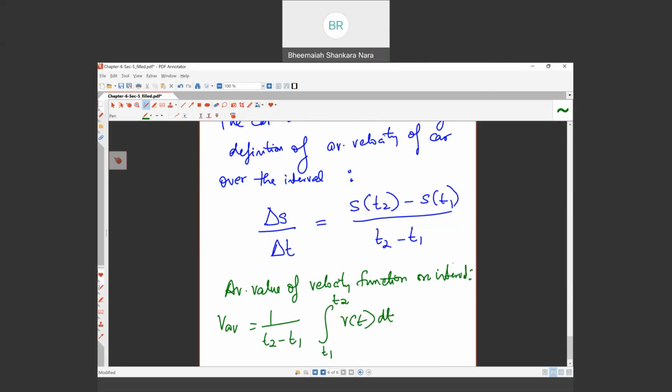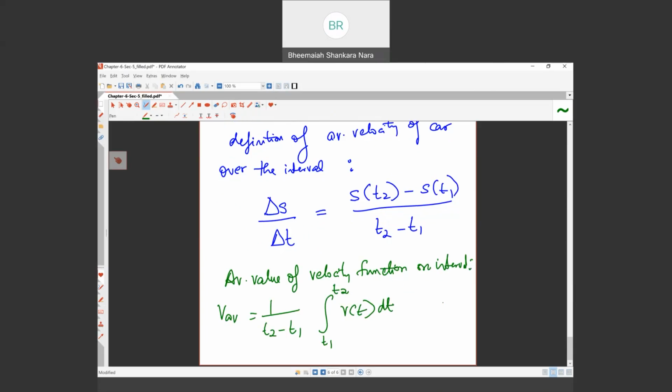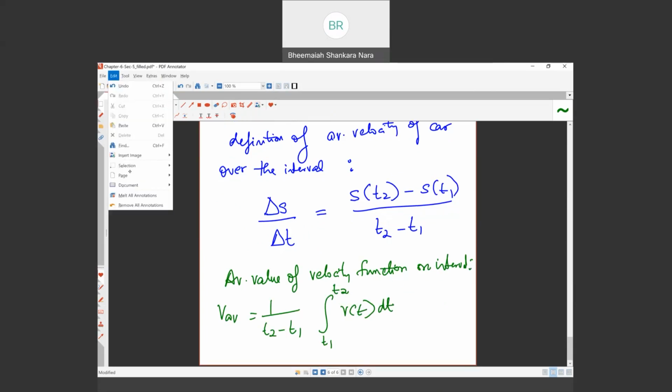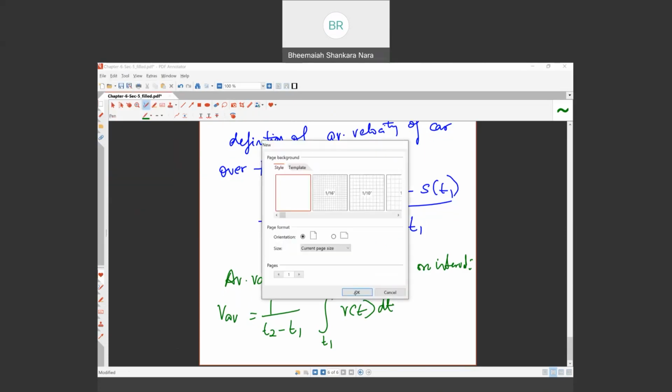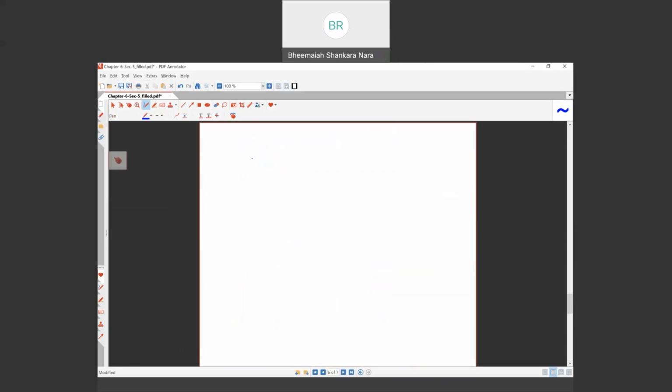Now this velocity function, let me add a page here. The velocity function can be rewritten as the derivative of the distance. So I'm going to rewrite v of t as s prime of t dt. The reason is, as you all understand, the derivative of the distance, ds over dt, is the velocity.